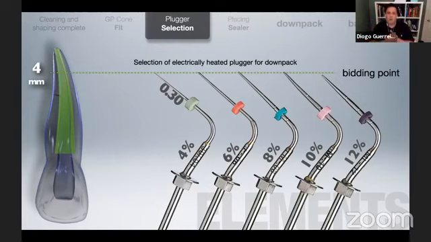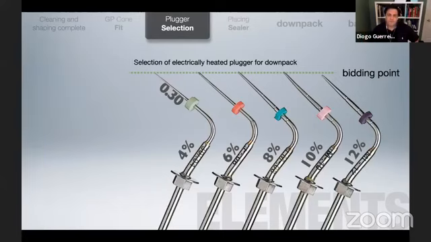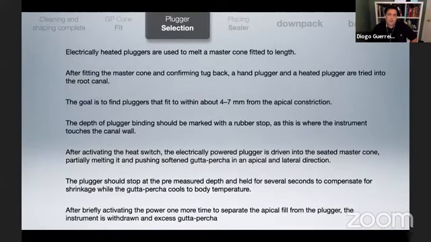So I try which one. Again, if you use the same system for shaping, it becomes kind of automatic which one you use. But because there's variations of anatomy and you might change systems here and there, always try to do this selection prior to the operation or the down pack. So basically, we use these heated pluggers to melt the master cone fitted to length.